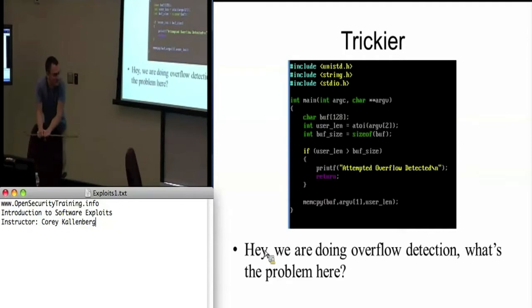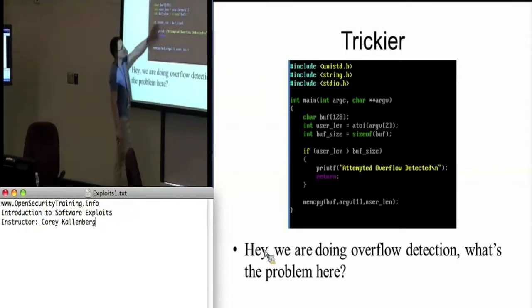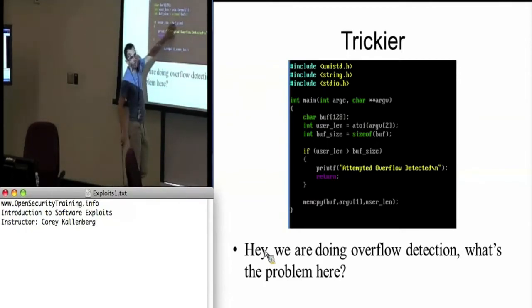No. Copying, it's negative. Check and pass. If this is negative, it'll pass and get to memcpy. Yes, exactly. So if user length is negative, it's going to say negative 1 is not bigger than buffer size, so we pass the overflow check.